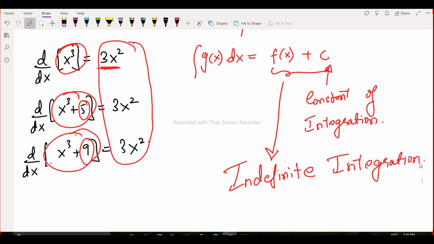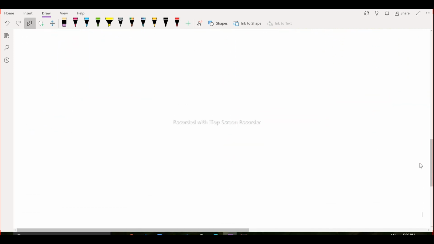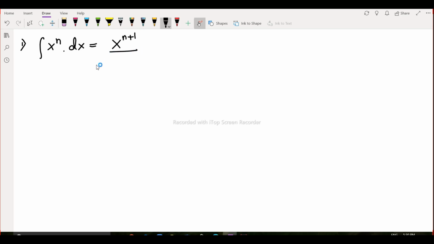So first we'll write down the list of formulas of integration, especially the ones which we know directly from the derivatives part. The first formula, which we used in the above question, is integration of x raised to n dx is equal to x raised to n plus 1 upon n plus 1 plus c. Just remember, in this case, n should not be equal to minus 1, or else the denominator will become 0. So we can't use this formula for that. We have a different formula for that, and we'll check that.